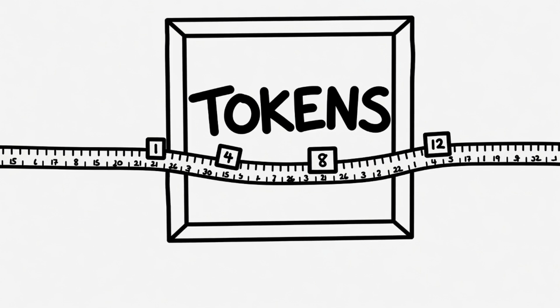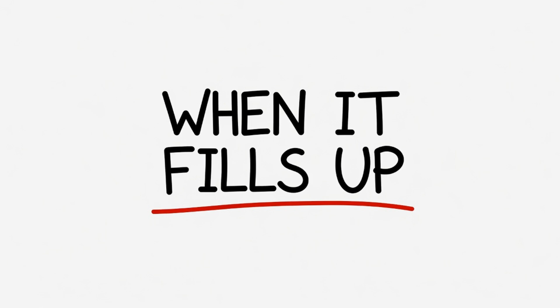The frame is measured in tokens. A token is a chunk of text, roughly part of a word. The window holds a fixed number of them. 200,000 sounds enormous, right up until you paste your code base into it. So that's the frame. Now let's fill it up and watch the wheels come off.